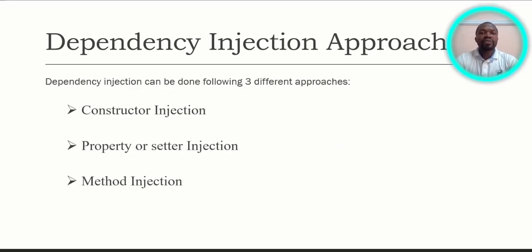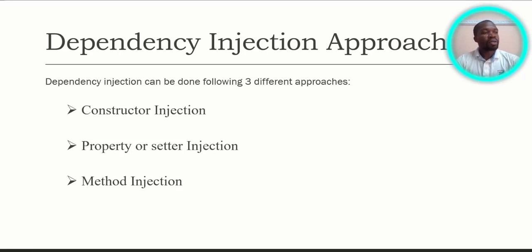Here we have the constructor injection way. In the constructor injection way, the injector supplies the service to the consumer via the constructor of the consumer. In the property or setter injection way, the injector supplies the dependency via a field or a property of the consumer class.